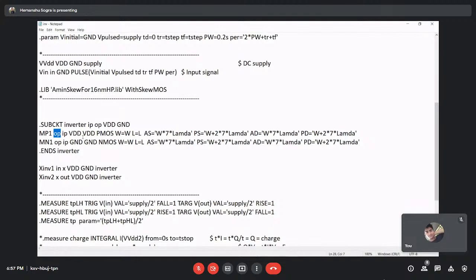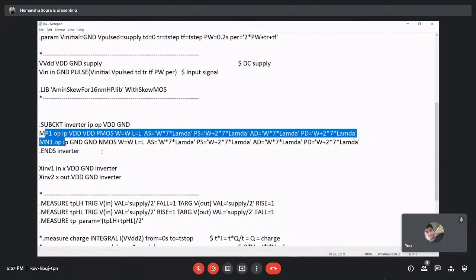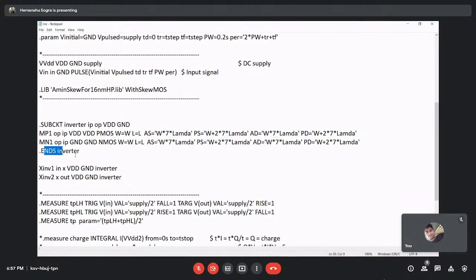The supply rail you also applied, and then the next 2 lines are for the inverter command, inverter coding. I hope you know this thing; I don't need to explain. And then .ENDS means you are closing the sub-circuit, end sub-circuit inverter.